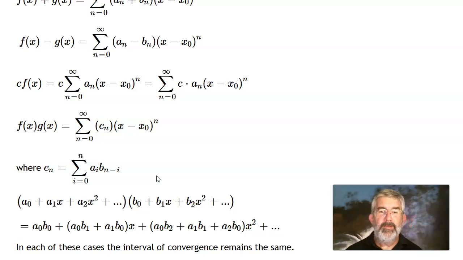Okay. In each of the cases that we've looked at so far, adding, subtracting, multiplying by a constant, and multiplying power series together, the interval of convergence of the result is the same as the interval of convergence of what you started with.